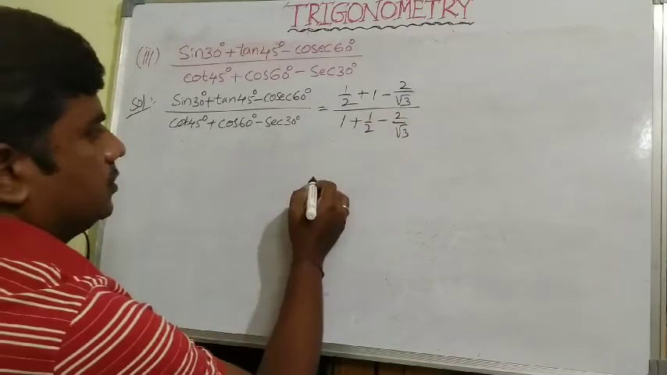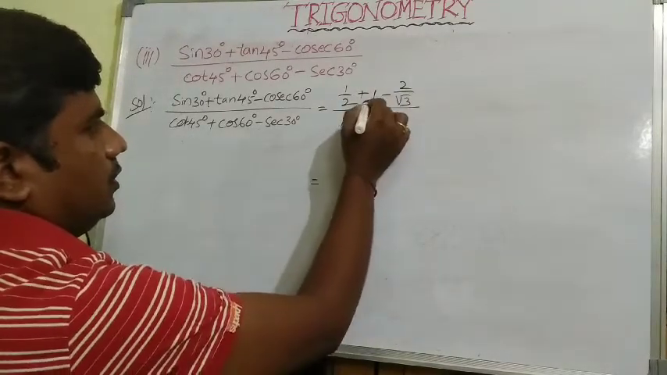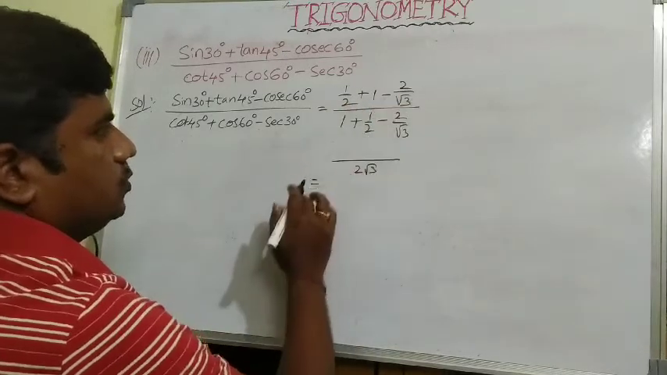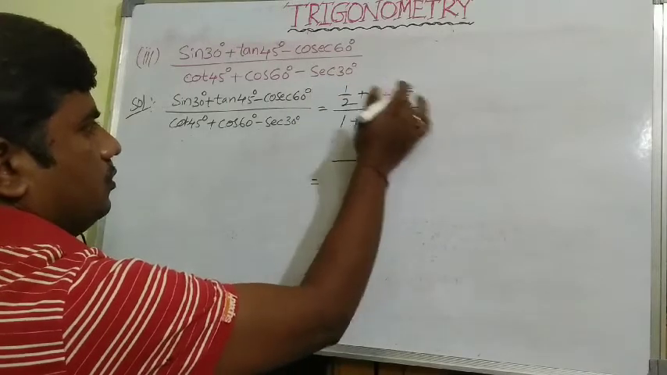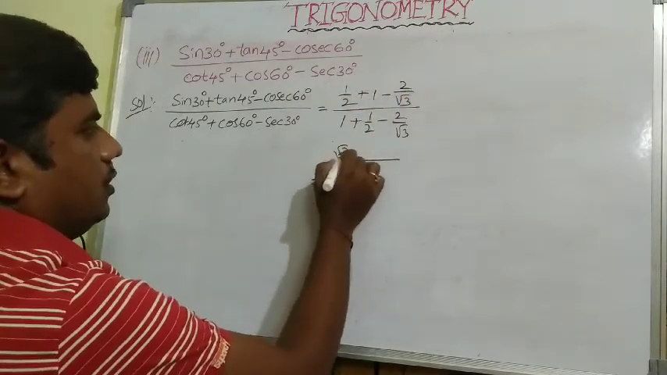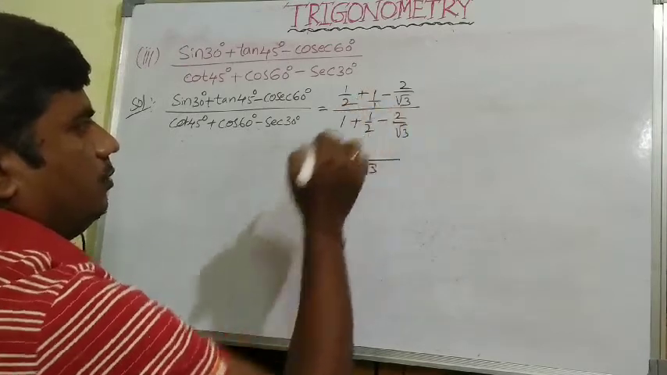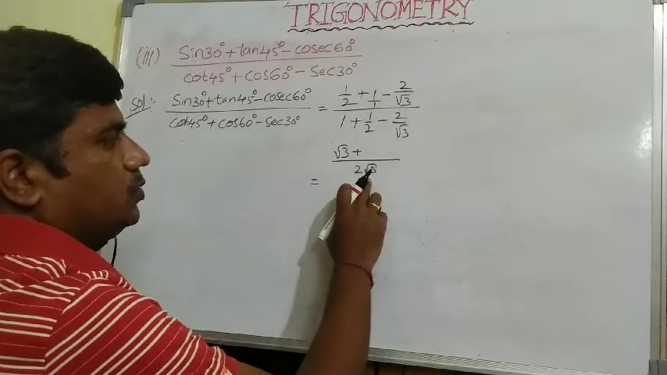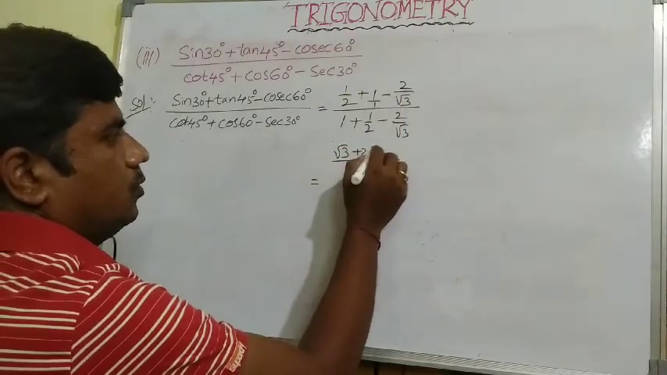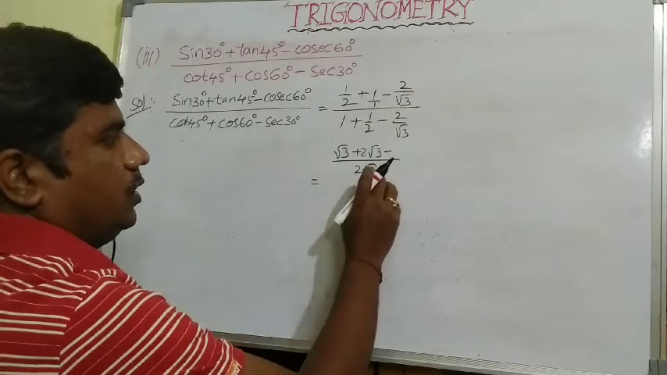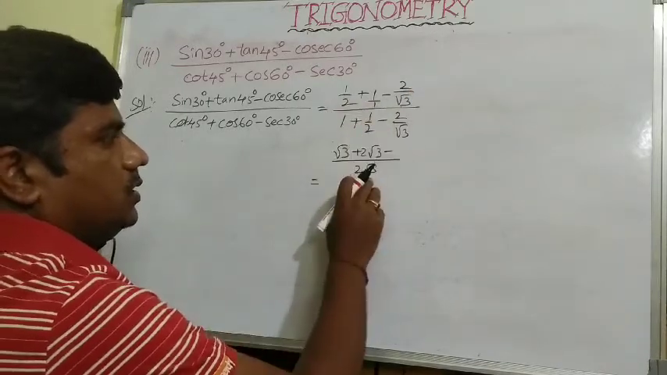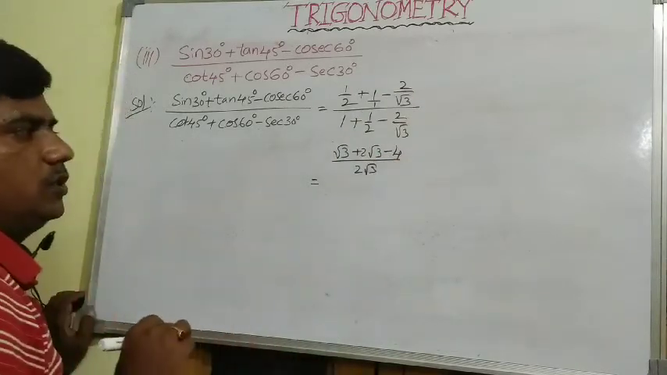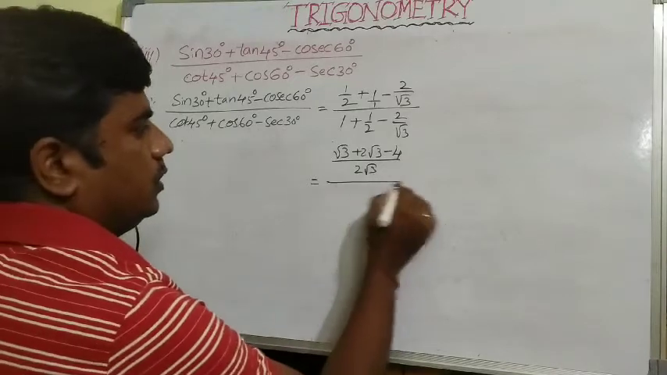So just those values we substitute. Now we have to simplify this one. See in the numerator, 2 and root 3, LCM is 2 root 3. So here only 2 is there, so we have to multiply with root 3. Root 3 into 1, root 3. Plus here in the denominator only 1 is there, but here LCM is 2 root 3, so this numerator we multiply with 2 root 3. 2 root 3 into 1, 2 root 3. Next minus. Here only root 3 is there, so 2 root 3 is LCM, so with 2 we have to multiply. 2 twos are 4. So root 3 plus 2 root 3 minus 4 by 2 root 3.